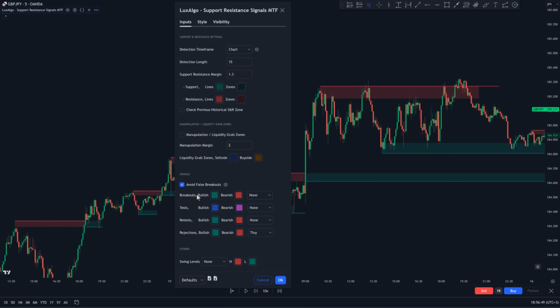Breakouts. We want breakouts to be visible on our chart, so we'll keep the default setting. Tests. We'll disable their display by selecting None. Retests. Crucial for our break and retest strategy, so we'll keep the default setting. Rejections. These aren't necessary for our strategy, so we'll set their display to None. Swing levels. We won't be using them, so we'll maintain the current setting. Now, after all the settings, click OK.